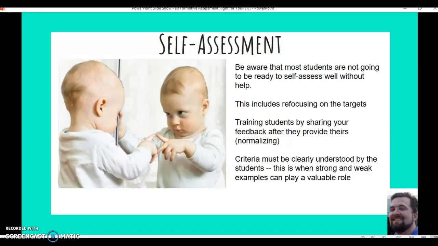Students are going to need to be trained on this. They don't do it naturally. You need to normalize them by sharing your feedback and comparing it with their feedback. And the students really need to understand the criteria for success, so they need strong and weak examples to look at.